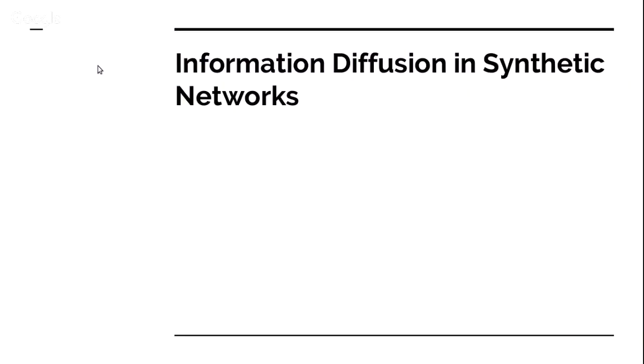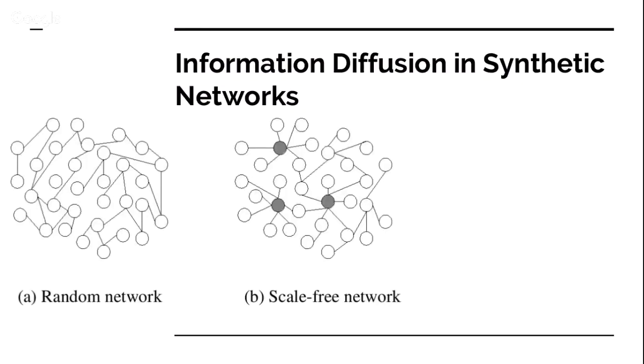I'll be starting off with information diffusion. That's my research area, and later I'll tell you about more. The very first thing is information diffusion in synthetic networks. Over this course, we have looked at various synthetic networks, such as random networks and scale-free networks. One can try studying how information diffusion in these networks looks. For example, if you leave an information on a random network, how will it traverse and propagate? And if you leave something on a scale-free network, how will it propagate?